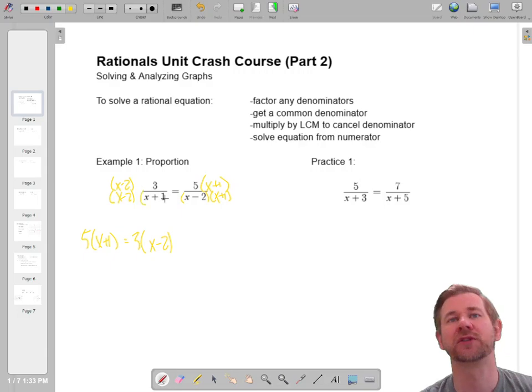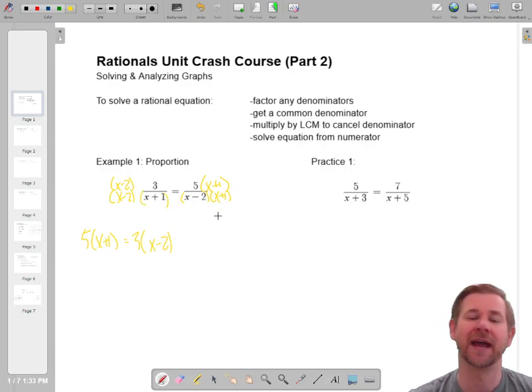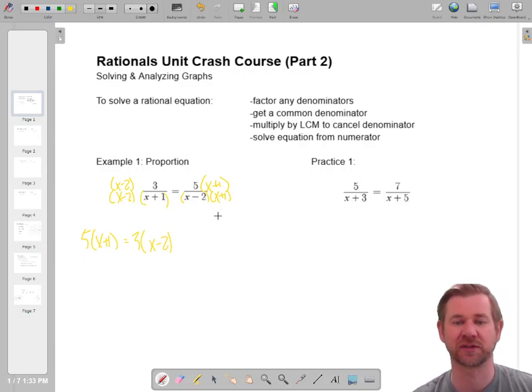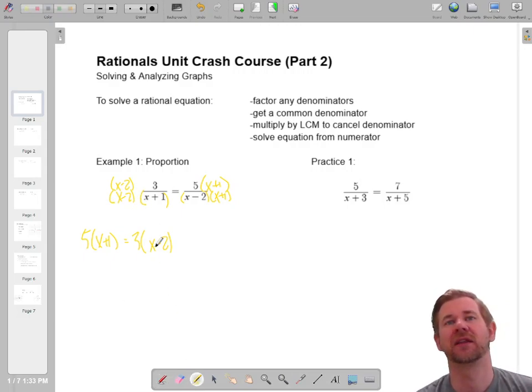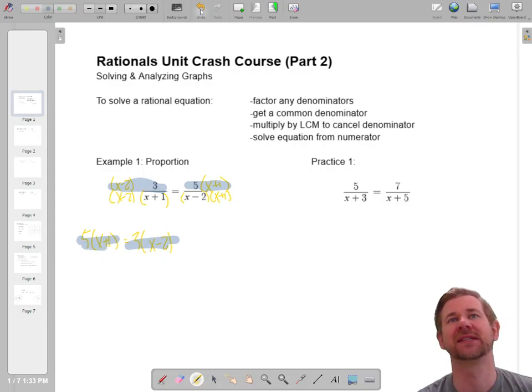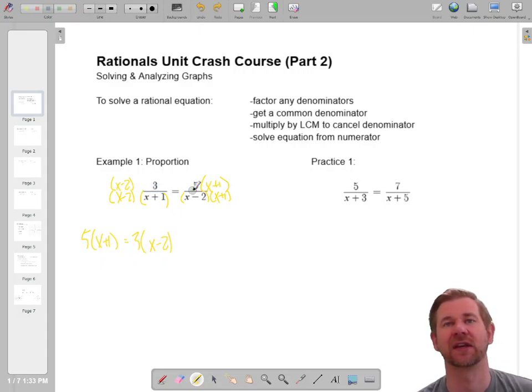Okay, if you multiply the denominators times each other and then you were to clear the fraction by multiplying by the least common denominator, these go away and look what you got: 3 times x minus 2 and 5 times x plus 1. So it's the same thing at the end of the day. It doesn't matter how you think about it.